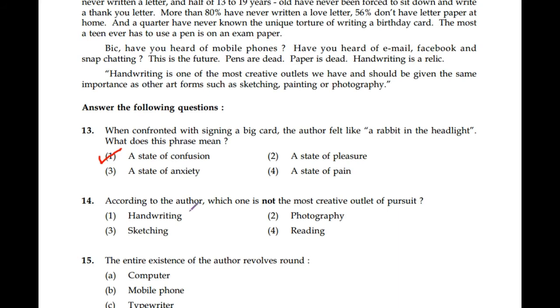Question number 14. According to the author, which one is not the most creative outlet of pursuit? Handwriting, photography, sketching, and reading. So the correct option is the fourth one, reading.